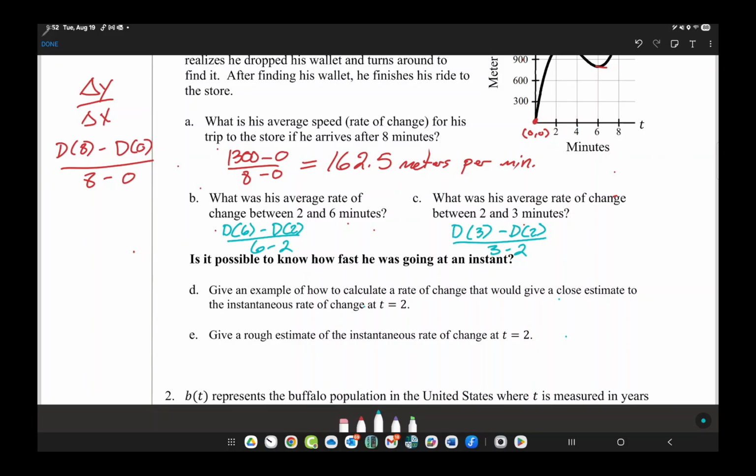Now, is it possible to know how fast it's going at an instant? That's going to be a key thing we talk about a lot: instantaneous rate of change. This is going to be the first, well, chapters 3, 4, 5, a good portion of calculus.